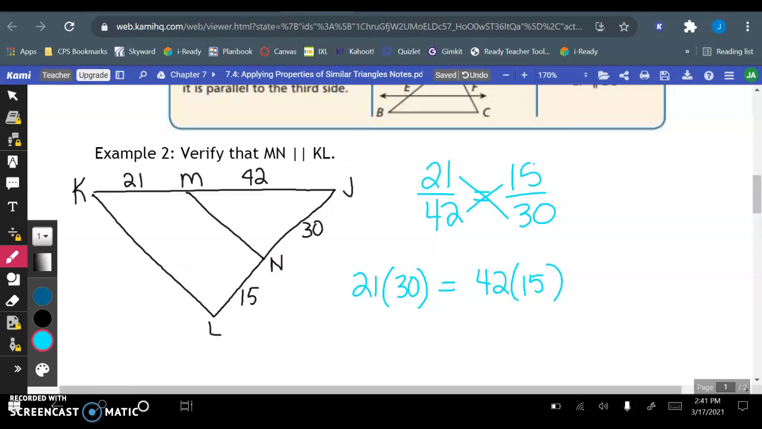And 21 times 30 is going to be 630. And 42 times 15 is also 630. So that forms a proportion.